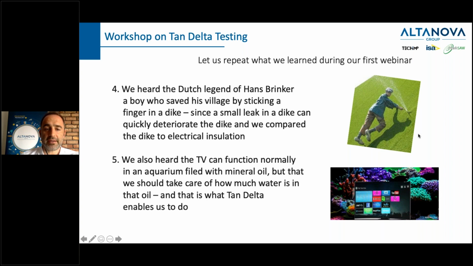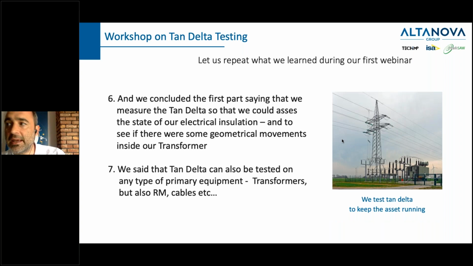So we also heard that a TV can function normally in an aquarium filled with mineral oil, but that we should take care of how much water is in that oil. And this is what we do with tan delta. Now, tan delta helps us estimate the state of our insulation, or let's say the state of the mineral oil. And in order to do that, we concluded the first part by saying that we measure tan delta so that we could assess the state of electrical insulation and to see if there were some geometrical movements inside the transformer. Of course, when I say tan delta, it is also called a power factor.